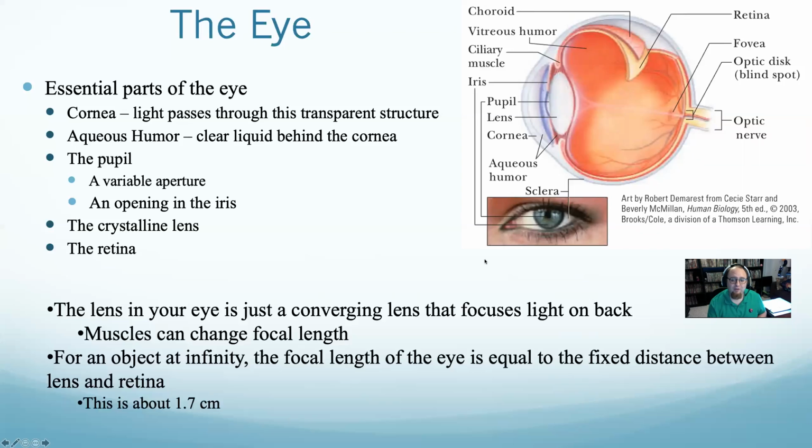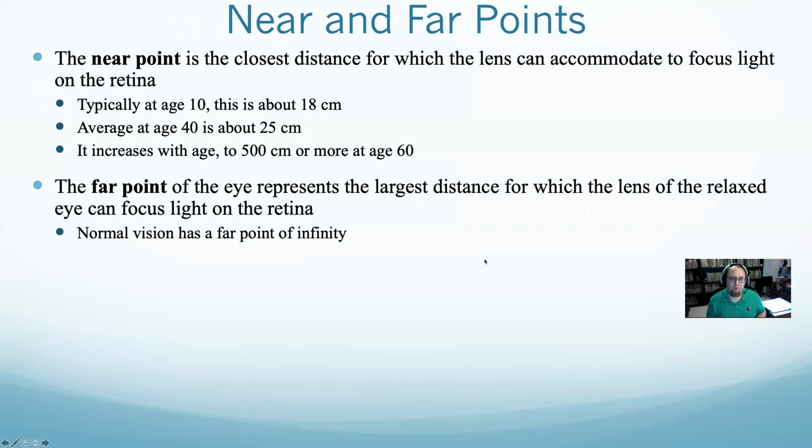Now, for everyone, there is a near point and a far point. The near point is the closest distance at which the lens in your eye can focus light. This changes as you age and can go from 15 centimeters to 500 centimeters. That's why most old people start needing reading glasses, because as they age, their eye stops being able to make such a small focal length.